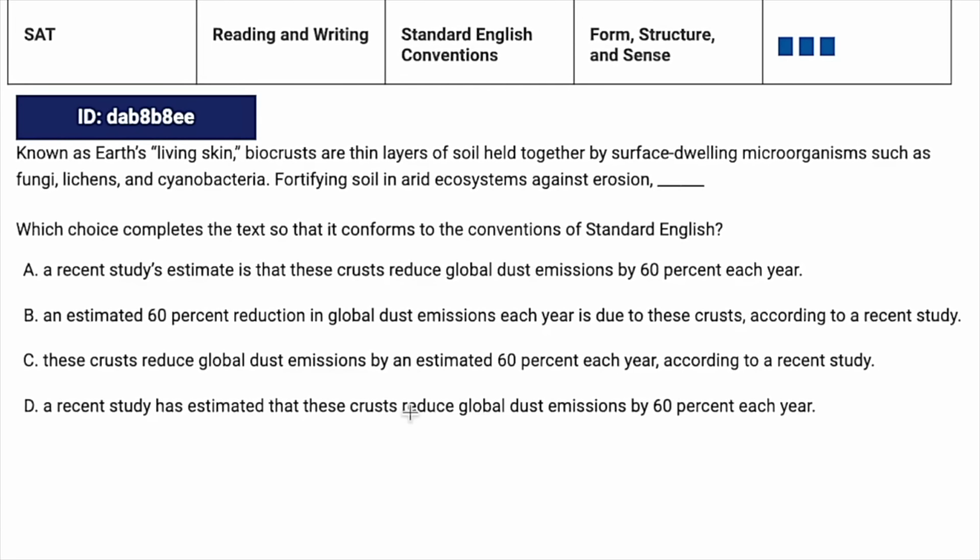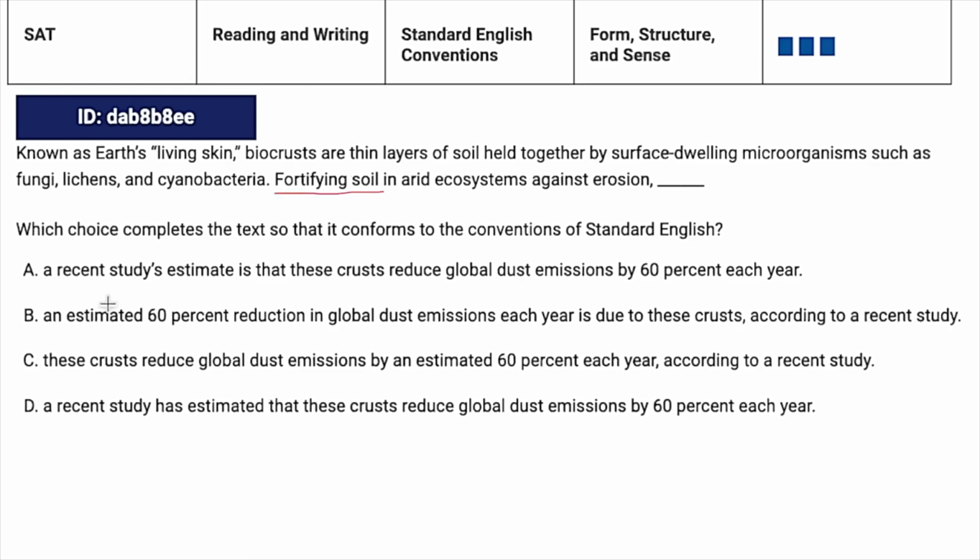All right, let's move on to a hard one, and this will be one of two hard practice questions that we do. Same deal, I want you to pause the video and try this one on your own first, but let's take a look. Known as Earth's living skin, biocrusts are thin layers of soil held together by surface-dwelling microorganisms such as fungi, lichens, and cyanobacteria, fortifying soil in arid ecosystems against erosion. So whatever comes after the comma needs to be something that is capable of fortifying soil.